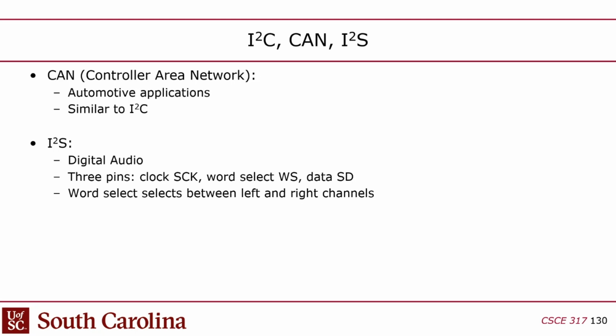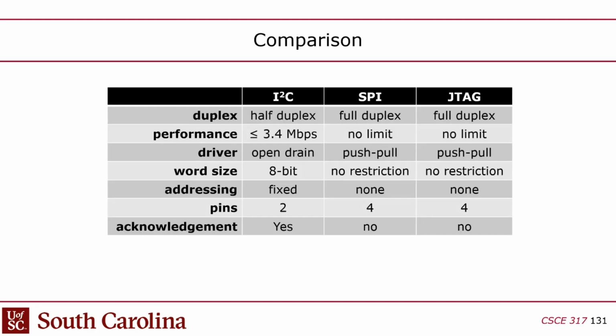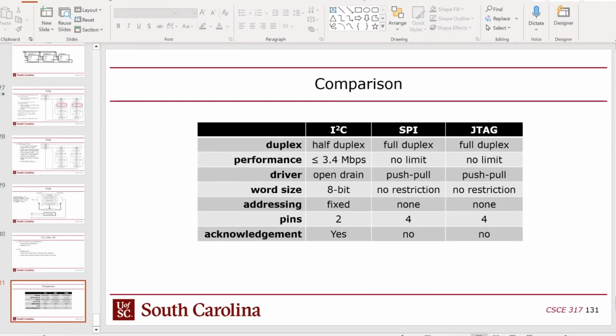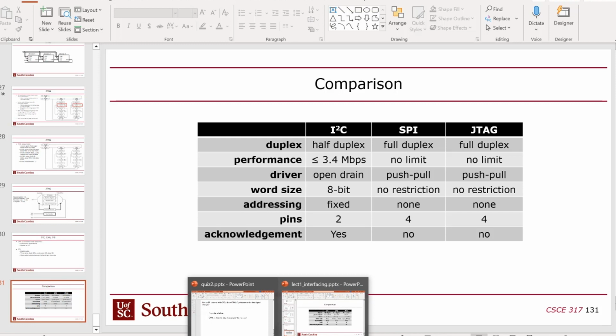There's a couple differences. In I2S, there's a word select pin that's used to specify the right or left channel for which speaker you're sending the audio to. Okay, and we have a comparison, and that's it. Okay, so then we can move on to the next lecture.